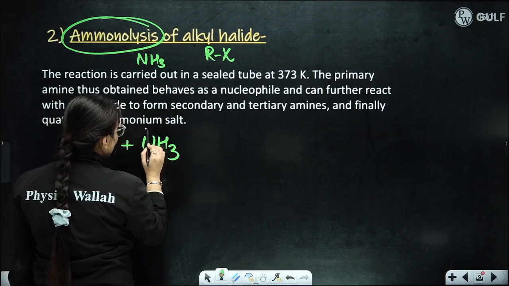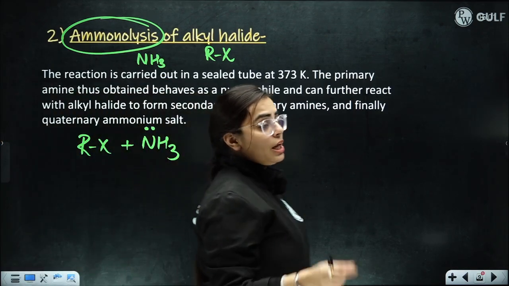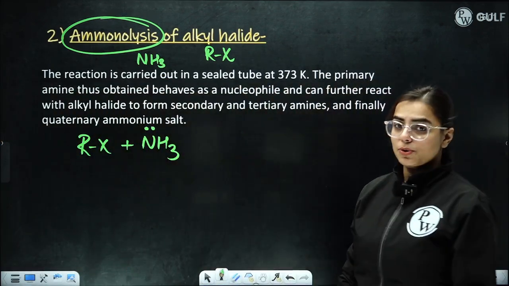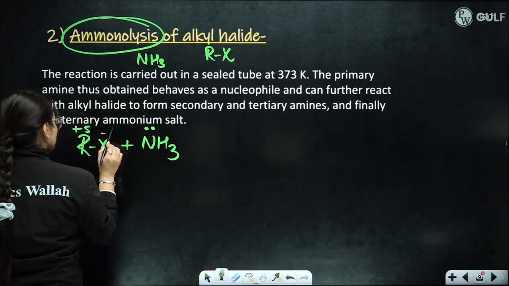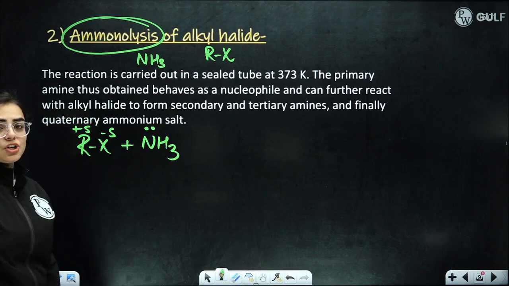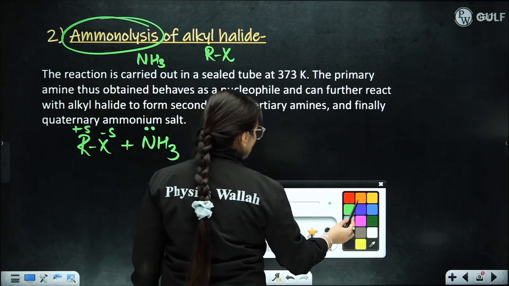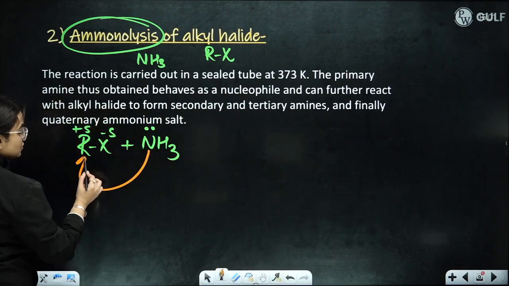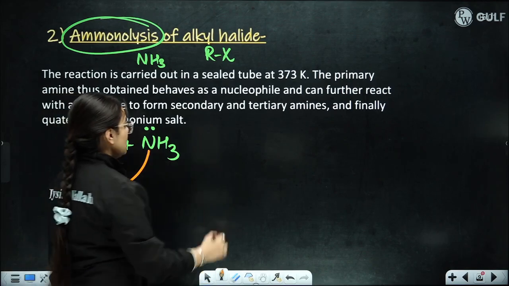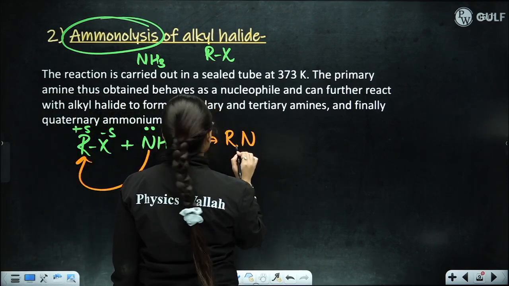As you very well know, nitrogen can create 5 bonds. So 3 bonds are created with hydrogen, 2 electrons are left, and that is the lone pair of electrons. And in RX, as per electronegativity difference, R carries a partial positive charge and X carries a partial negative charge. Nitrogen will be attracted towards the positive species, as you can observe. So what will happen over here? It's R that is attached.